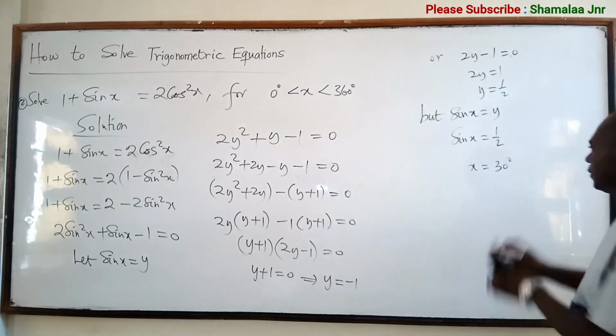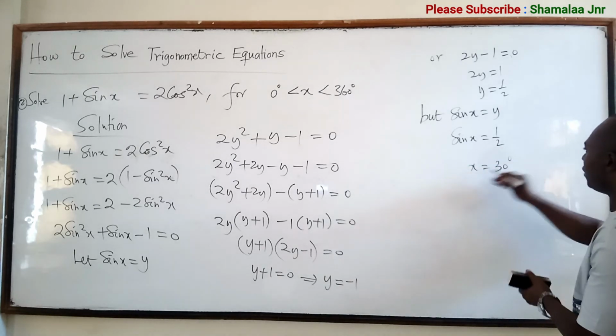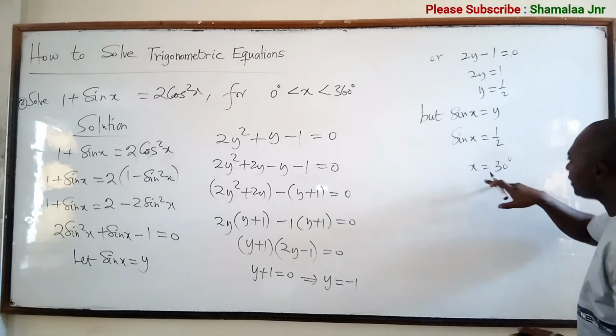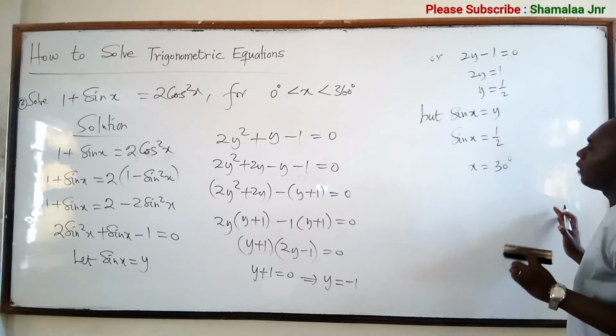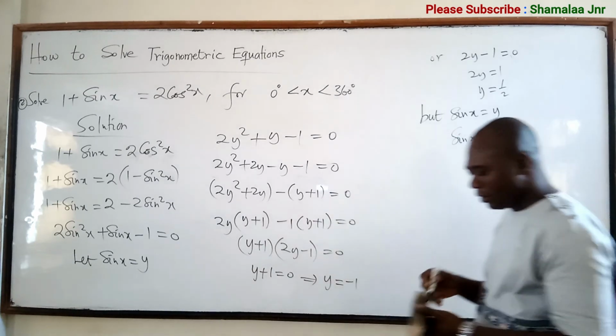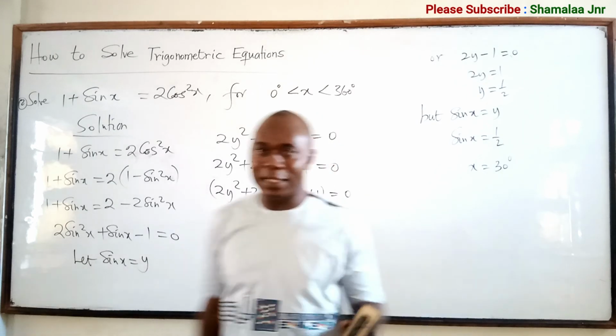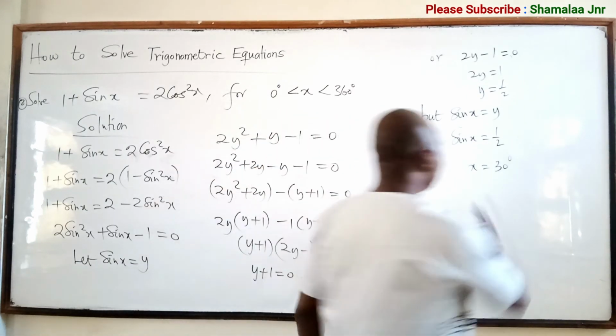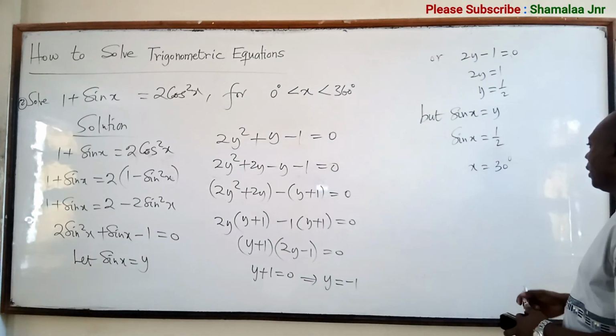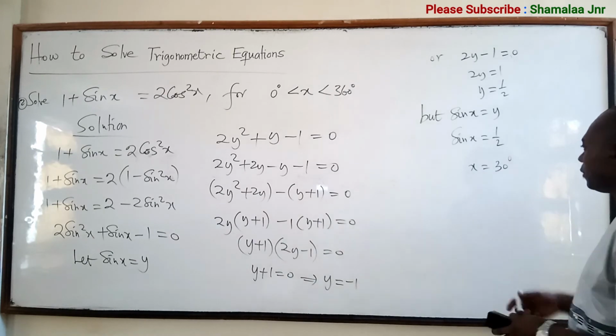This is one of the angles. You want the values of x that will satisfy it. Sine 30 is equal to 1 over 2. That's why you need to know the special angles. So sine 30 is equal to half, so x is equal to 30 degrees.